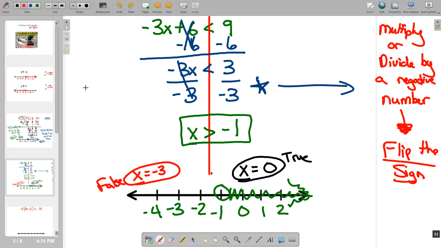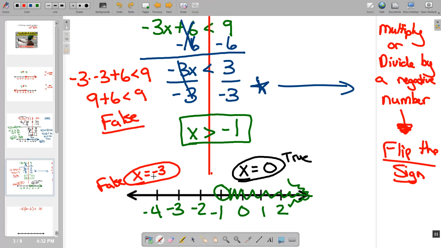Now, for the negative 3, I'm going to do negative 3 times x, which is negative 3, because that's what we picked down here, plus 6 is less than 9. Negative 3 times negative 3 is positive 9, plus 6 is less than 9. This is 15. Therefore, this is a false statement.